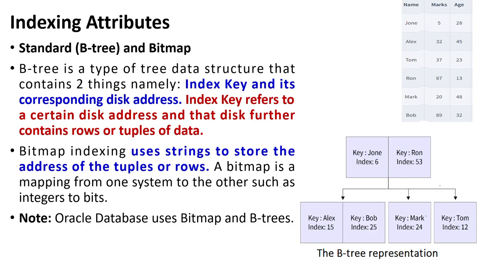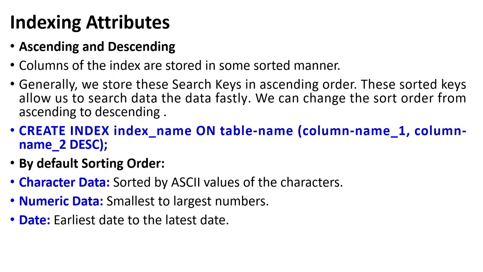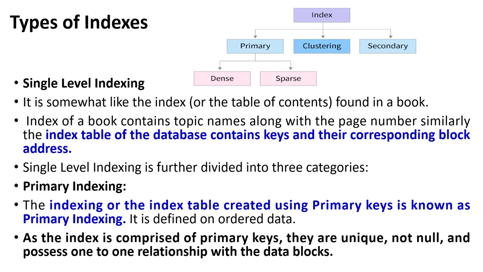Indexing attributes. Standard B-tree and bitmap is one type of indexing attribute. Ascending and descending is the next indexing attribute. Types of indexing. Single level indexing. It is somewhat like the index or table of contents found in a book. The index table of the database contains keys and their corresponding block addresses. Single level indexing is further divided into three categories.